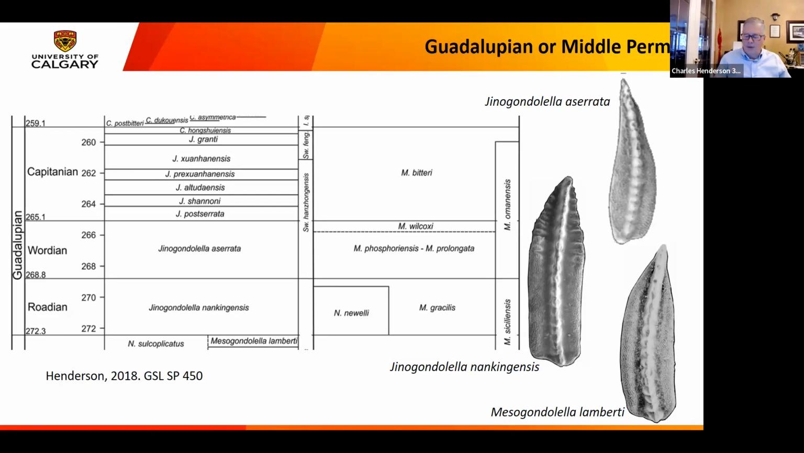We do need to define that species, and so the conodont workers do have a little bit of taxonomy to do in here, but nothing needs to change in terms of the definition. It can still be the first appearance datum of Jinogondolella nankingensis. It's not the definition, but that's our marker to pick the level at Stratotype Canyon, for example.